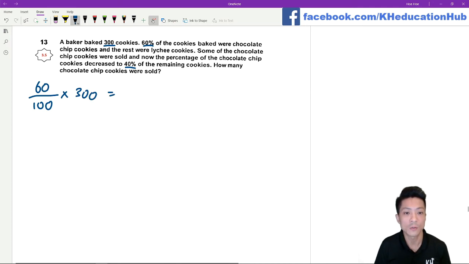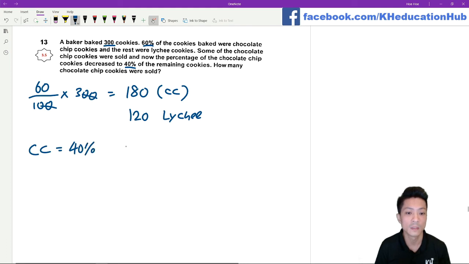We can find out exactly how many chocolate chip cookies there are. 60% of the 300 cookies will give me 180. So this is the chocolate chip. Okay, which means that the lychee will be 120 lychee. Some of the chocolate chip cookies were sold and now the percentage decreased to 40%. If chocolate chip is 40%, which means that the lychee will be 60%.